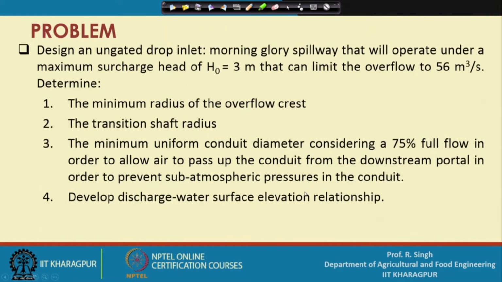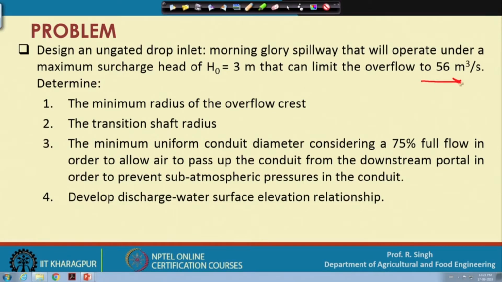So, this is the problem statement. Design an ungated drop inlet, and here we are going to take a morning glory spillway kind that will operate under a maximum surcharge head or H0 as 3 meter that can limit the overflow of 56 cubic. Here you determine these, a set of questions.